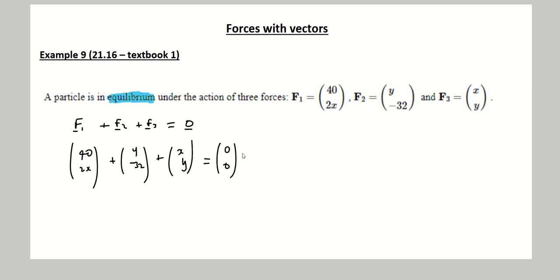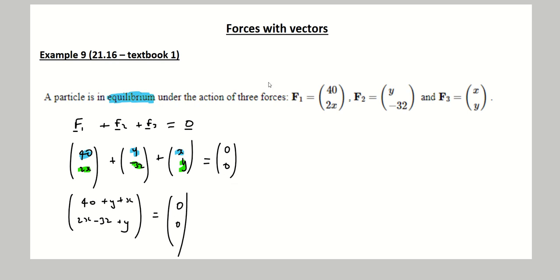So 0, 0. Now, the way you add vectors is, well, nice and easy. You just add the top numbers. So fancy word for that is components. So we add the top components, and then we'll add the bottom components. So if I add these three vectors together, I will end up having on the top 40 plus y plus x. On the bottom, I'll end up having 2x plus 32 plus, 2x minus 32. So this one's a minus 32. 2x minus 32 plus y. And that's all equal to 0, 0.